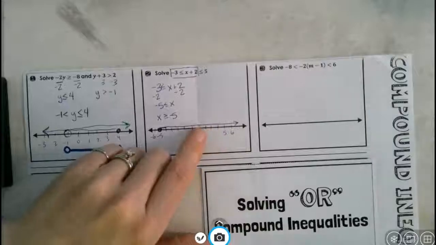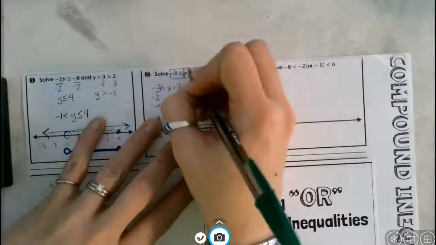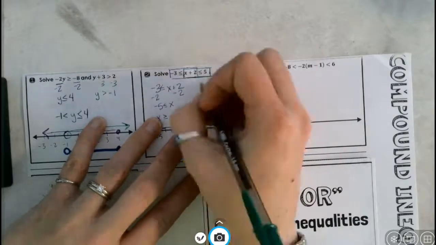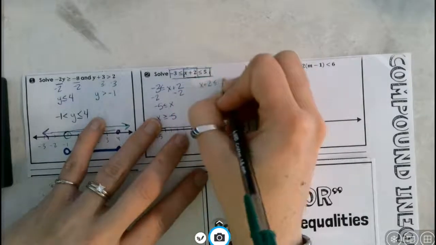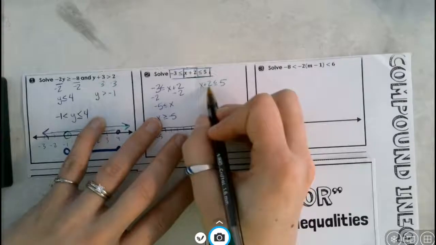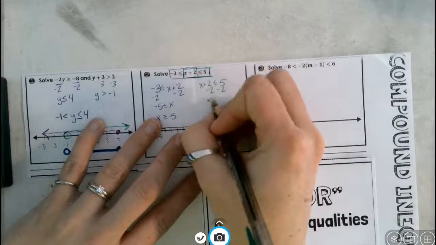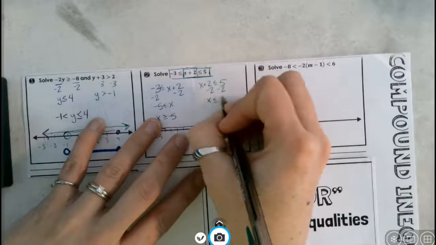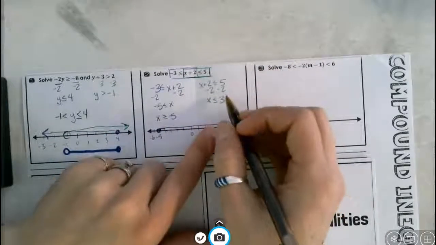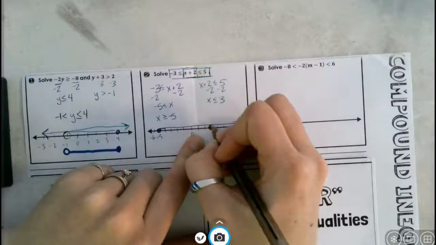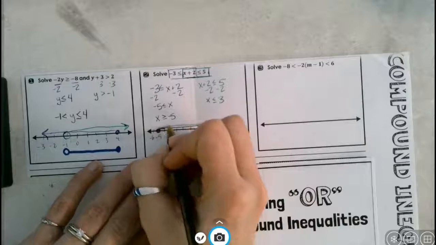Now for the second inequality, I still have that x plus 2, but now I use the second piece of it. So I have x plus 2 is less than or equal to 5. To undo that 2, I subtract it from both sides. So x is less than or equal to 3. Now I can graph this piece as well. It's going to be a closed circle, 1, 2, 3, at 3, and everything is shaded to the left.